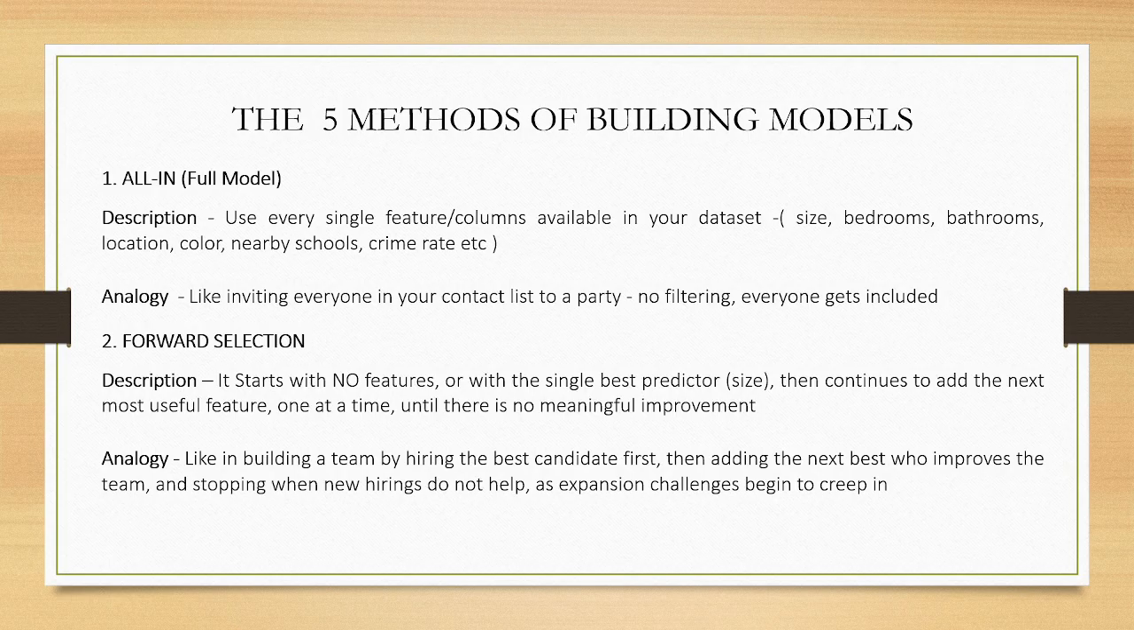Number two, forward selection. This one begins with no features, or with at least the best predictor. Then you continue to add the next most useful feature one at a time until there's no meaningful improvement to the model. It is analogous to building a team by hiring the best candidate first, and then you add the next best, until you find that expansion issues are going to creep in and affect the quality of your model.